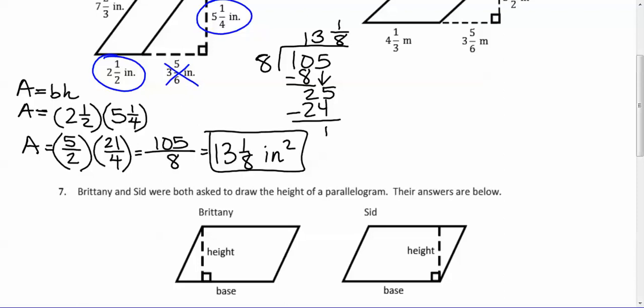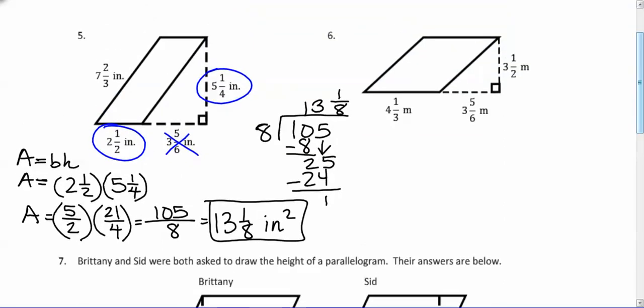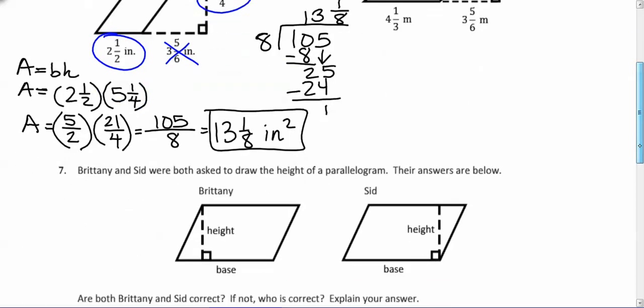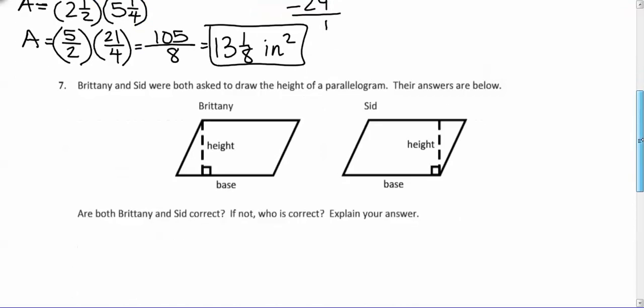So 13 1/8. Now question number 6 is pretty much exactly like that. You're going to be given extra stuff you don't need. You've got to sort through that. Down here, you've got Brittany and Sid, both asked to draw the height of a parallelogram. Their answers are below. And then you have to decide who's right. Are they both right? Yes, no. Is only one right? Why? So you're going to essentially grade that set of papers and see who's right, who's not.